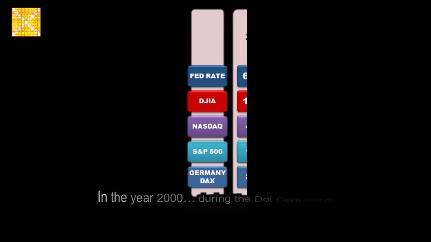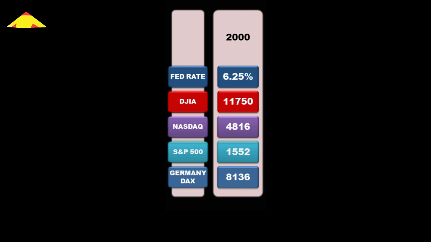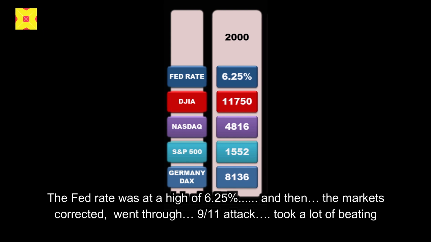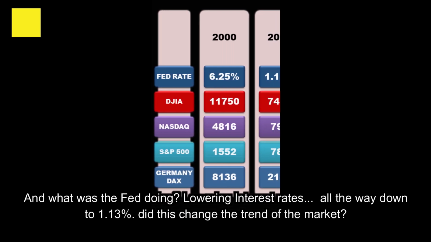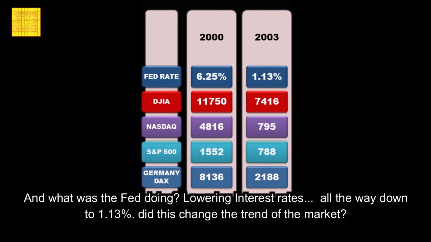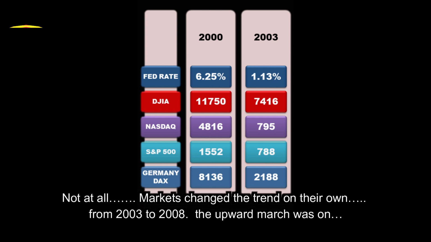In the year 2000, during the dot-com boom, when markets were marching relentlessly ahead, the Fed rate was at a high of 6.25%. And then, the markets corrected, went through the 9/11 attack, took a lot of beating. And what was the Fed doing? Lowering interest rates, all the way down to 1.13%. Did this change the trend of the market? Not at all. Markets changed the trend on their own.